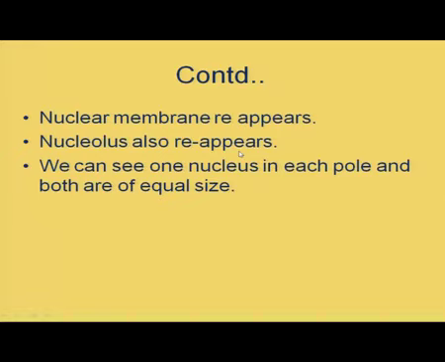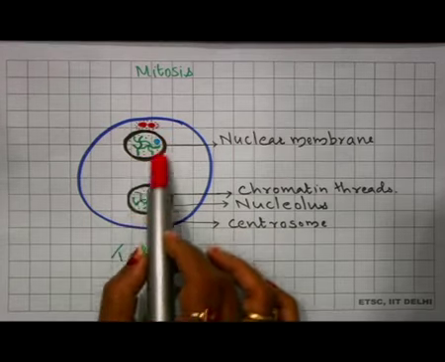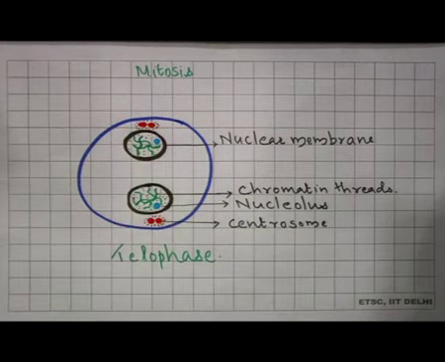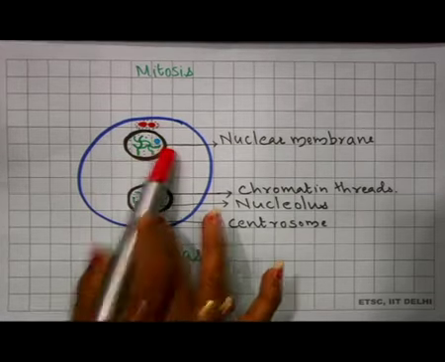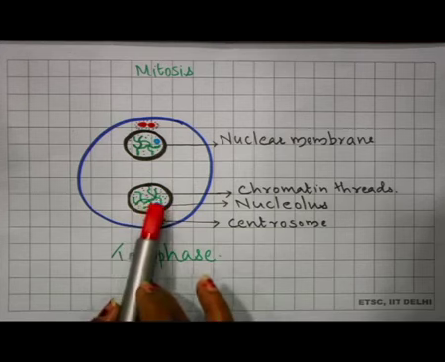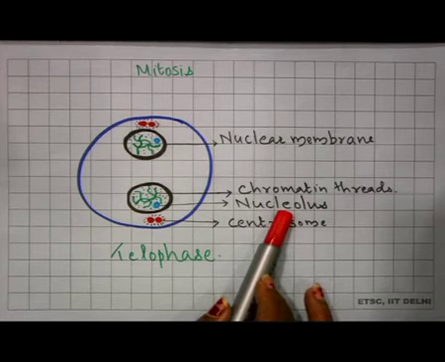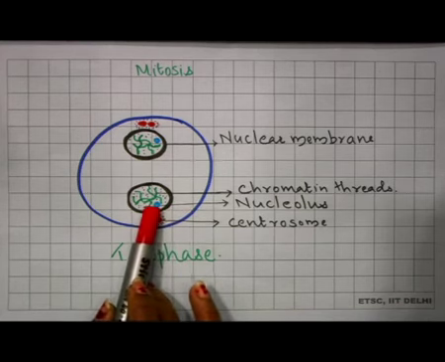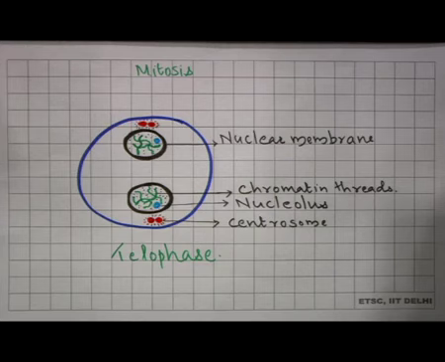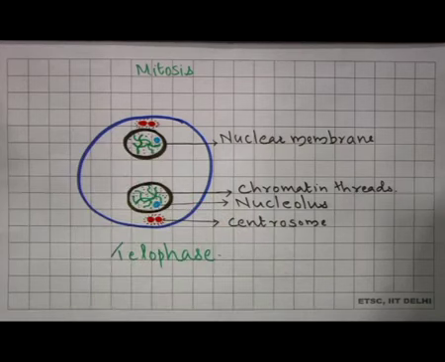Here you can see the diagram. In this particular diagram of telophase, the nuclear membrane has reappeared. During the prophase stage it starts to disappear, and by the end of prophase it is totally gone. Here it reappears. Now, you can see this blue colored structure, that is the nucleolus. This nucleolus also reappears. In prophase it disappeared, but here it reappears. And we can see one nucleus at each pole of the cell.